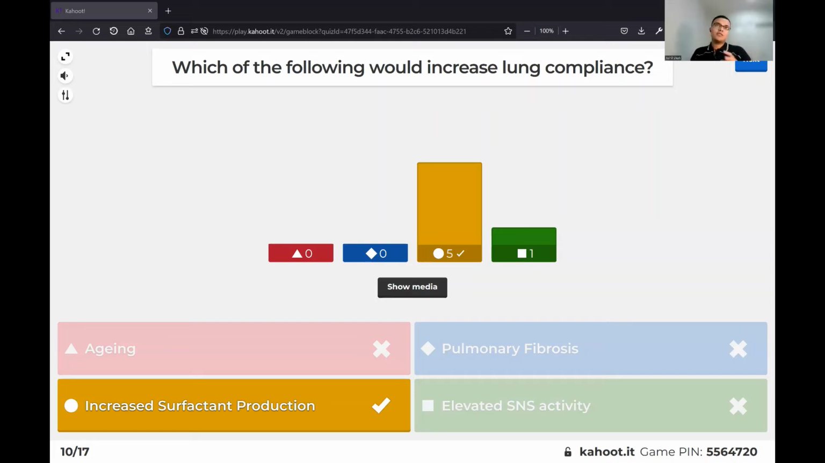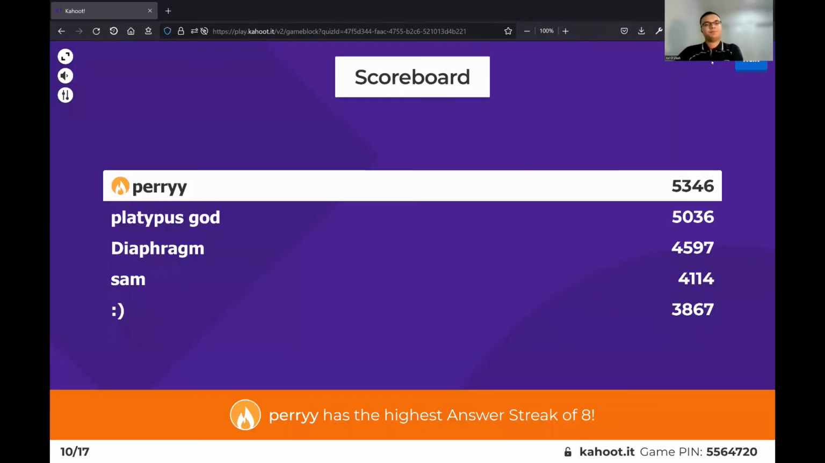Elevated sympathetic nervous system activity doesn't really play a role here. And C refers to increased surfactant production. If you remember, this chemical reduces the hydrogen bonding between water molecules within the alveoli. So it's reducing the surface tension, and therefore it's making it easier for you to overcome that force and expand the alveoli and expand the lungs overall. Perfect.